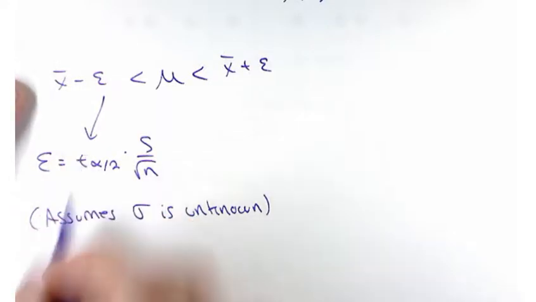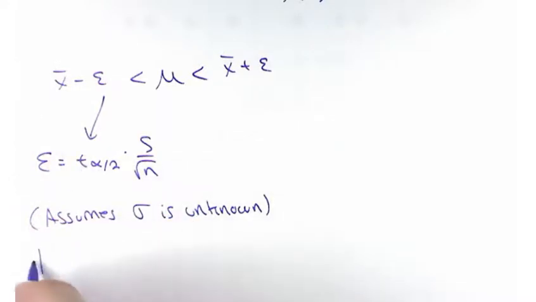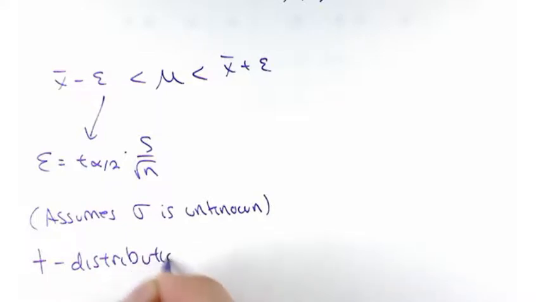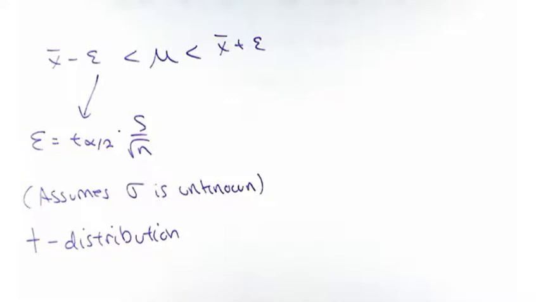Now this letter here, even though it may not look like it, is the letter T, and it's from the T distribution. So that's a new distribution we're going to have to learn. We're going to have to learn how to calculate with it, learn where it is, use it, etc.